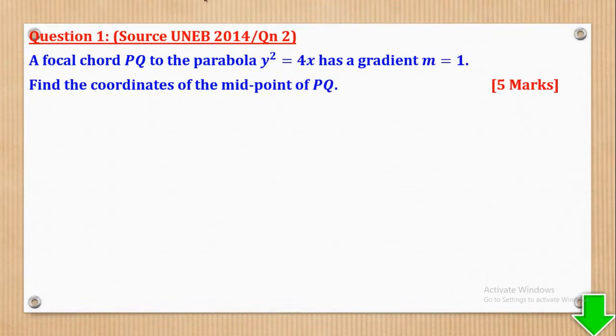So with that, let's go through some questions. Question 1 came from UNEB 2014, paper 1, question 2, and says, a focal chord PQ to the parabola this has the gradient m equal to 1. Find the coordinates of the midpoint of PQ.